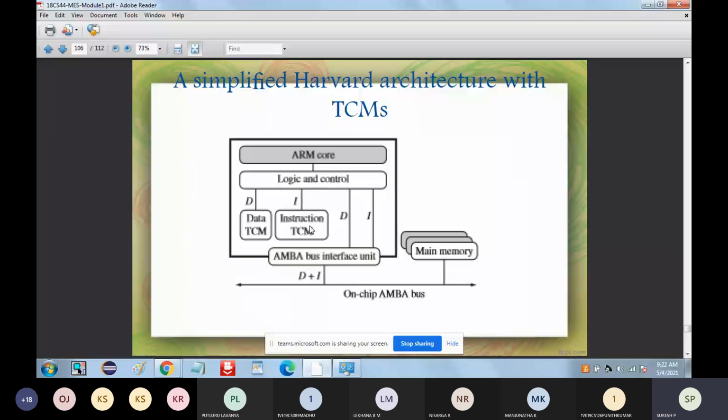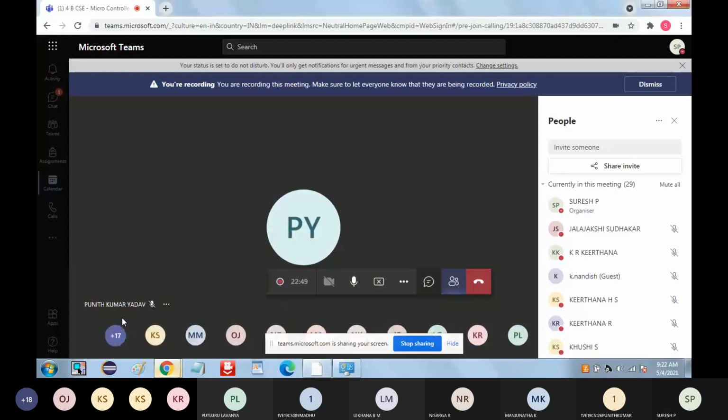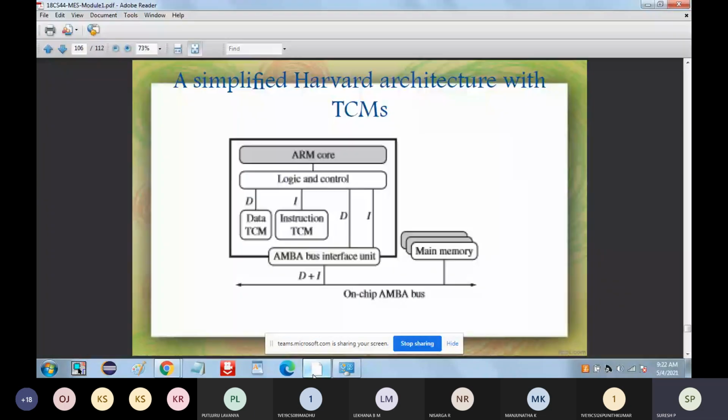Any doubt with respect to this one? Anybody is having any doubt with respect to the core extension of cache and tightly coupled memory? Anybody having any doubt? You have to speak it out. If you're not speaking, how do we come to know whether you people are listening or not?